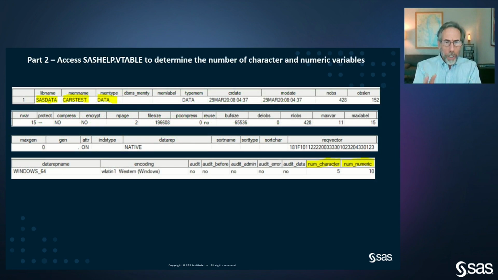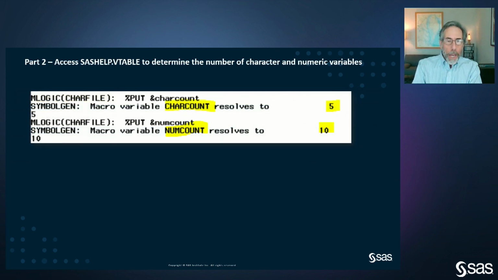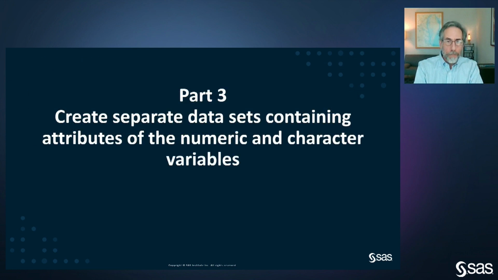And here's kind of what it looks like if we were to isolate that observation in sashelp.vtable. You can see in the upper left-hand side, SAS data, cars test data. So we've got the observation we want. In the bottom right-hand side, you can see number of character variables. Numchar is 5, so there are 5 character variables, and numeric is 10, so there are 10 numeric variables in the data set. And then if we were to just put the char count macro variable and the num count, we would see that it's 5 and 10 respectively. You'll see we're going to be using both of those macro variables in the near future.